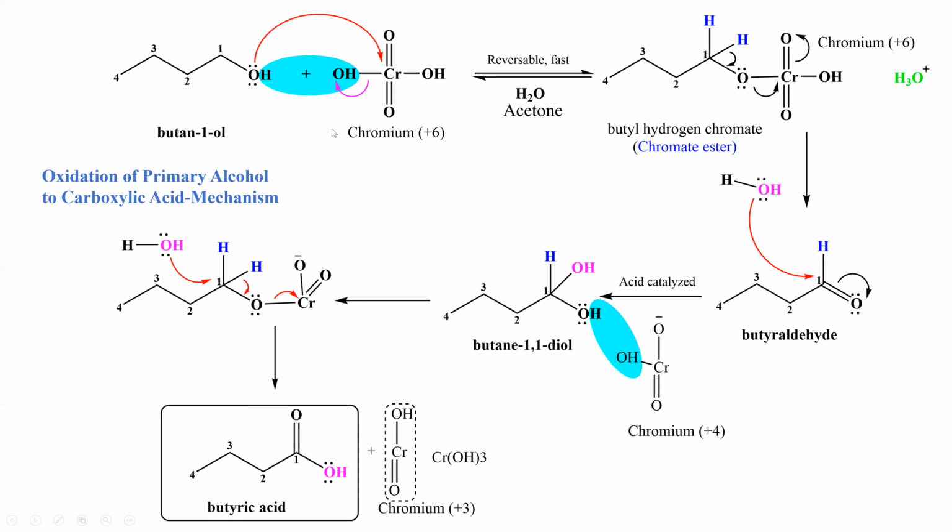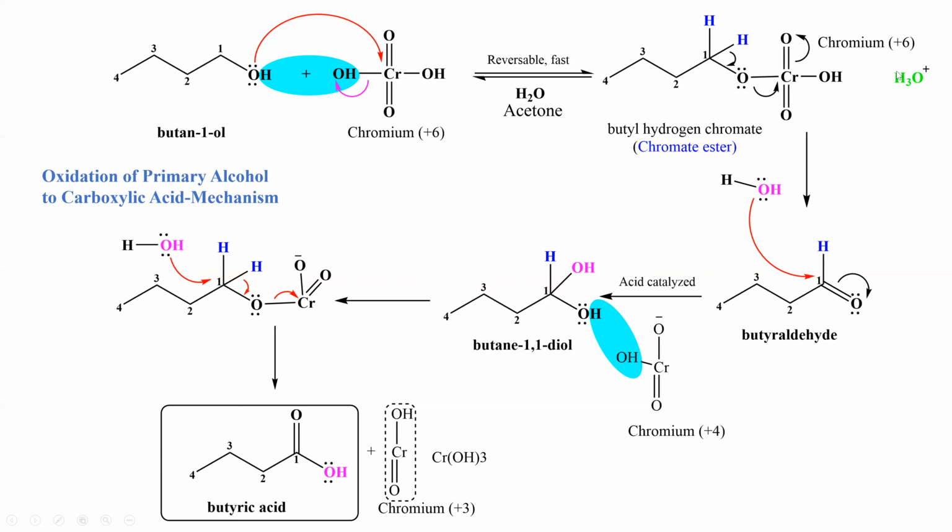So the first step is basically a reversible and fast step, right? Because this is just quickly picking up that proton, and there's attachment, and a chromate ester is forming, right? Now in the first step, you can notice that there is no change in the oxidation state of the chromium, right? So this is just an attachment and the removal of the water molecule here.